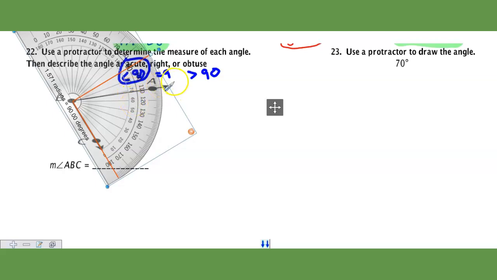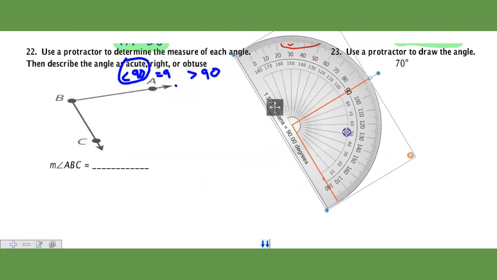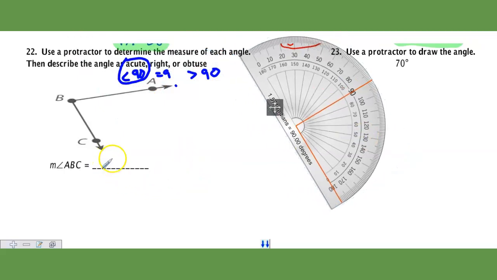So we can go up here and measure a little more accurately. And it looks like it's going to be about, that's 70, this is 69, this is about 68 degrees right here. And you might be off by a degree or so, but as long as it's close enough, it should be fine. So that's about 68 degrees.